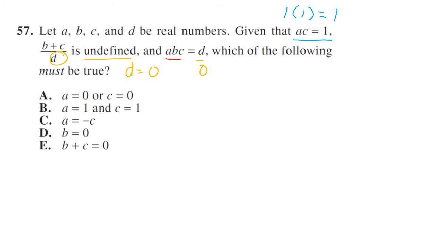And we already know A times C could be 1 times 1. So 1 times something has to equal 0. So that means that B has to equal 0 in order for the whole thing to equal 0, because D is 0. So B is 0. Choice D.